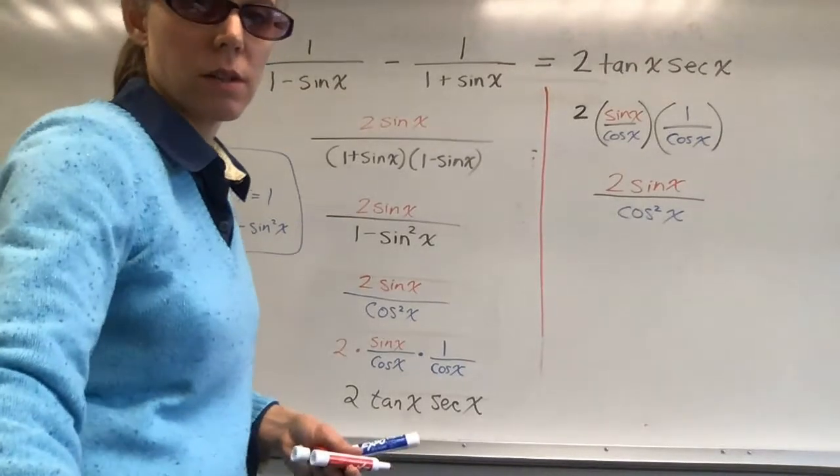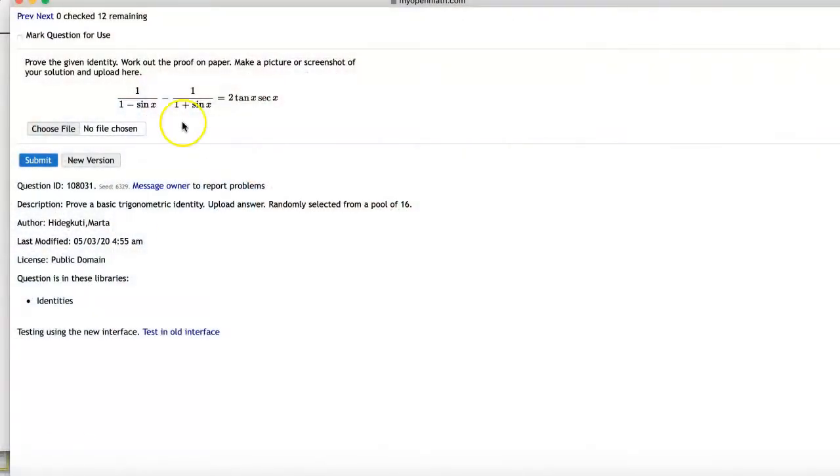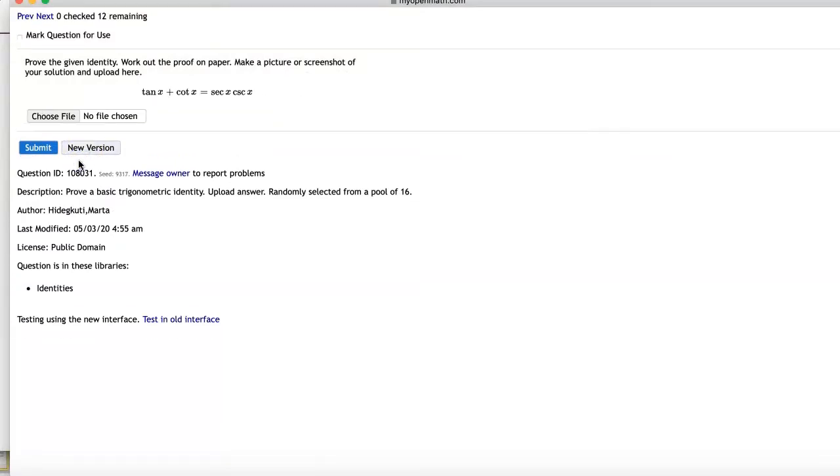Okay, let's do another problem. New version. Okay, this one's too similar to what we just did, so let me get another version again. Okay, so this one is different from what we have done. Let me get this one up on the board.